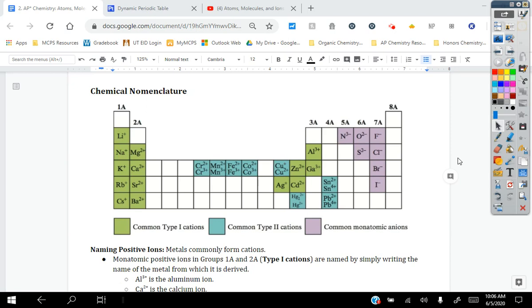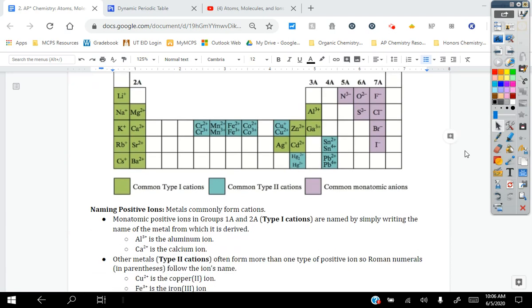So as you see, and we just talked about, our type 1 cations are things that have only one kind of charge. So anything in green forms one kind of charge. Even some of these things that are normally in the transition metal territory. They are silver, cadmium, zinc, gallium, and aluminum. Those ones specifically form one type of charge, while the other transition metals can have multiple types of charges.